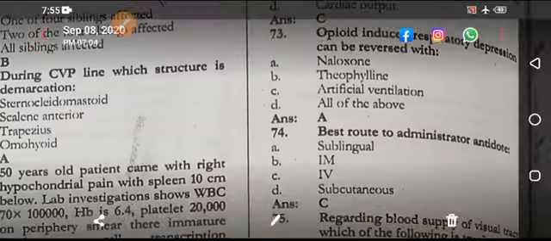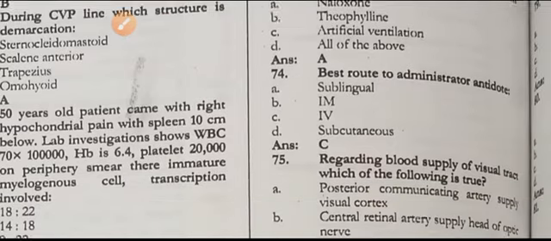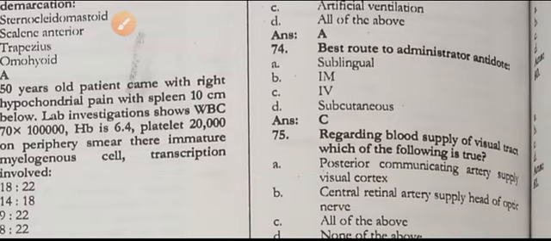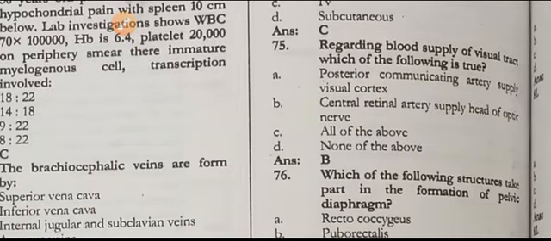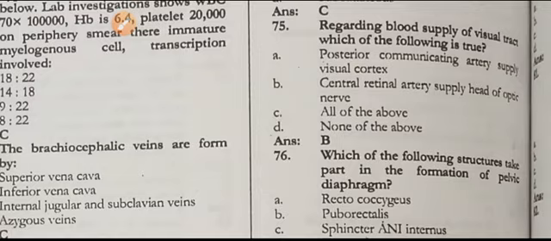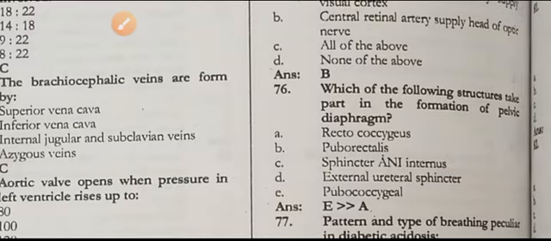Opioid induced respiratory depression can be reversed with naloxone. Best route to administer antidote is IV. Regarding blood supply of visual tract, which of the following is true? The answer is central retinal artery supplies the head of the optic nerve.